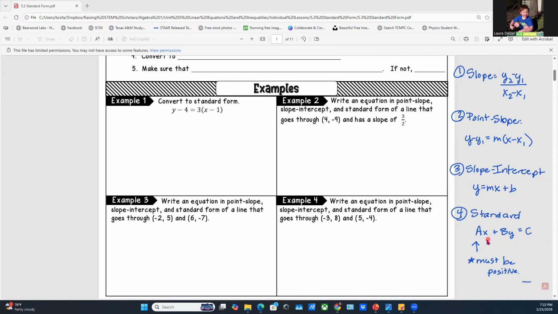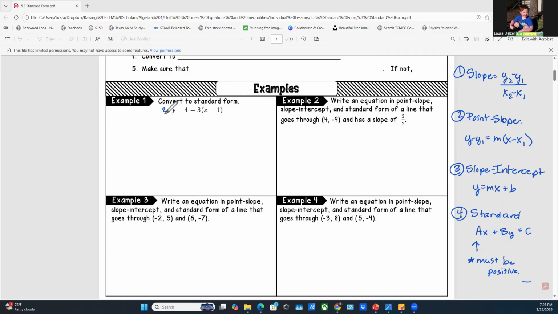X and y are on the same side with standard. X and y are on opposite sides with slope-intercept, and x and y are on opposite sides with point slope. So each one of these is arranged differently. We'll constantly be referencing those so we can make sure we understand how to compare them. So we can tell this is in point slope form.